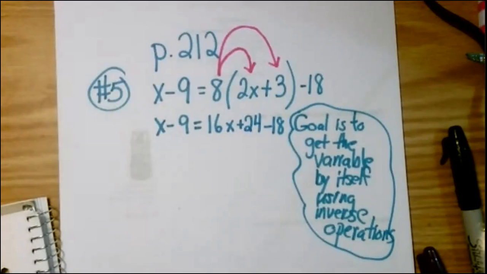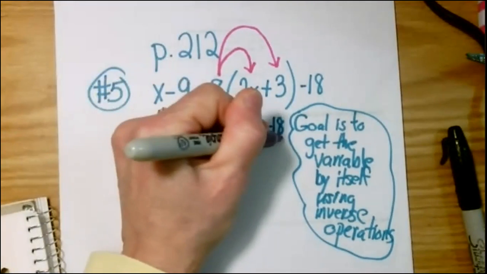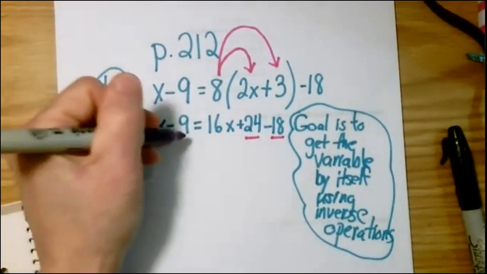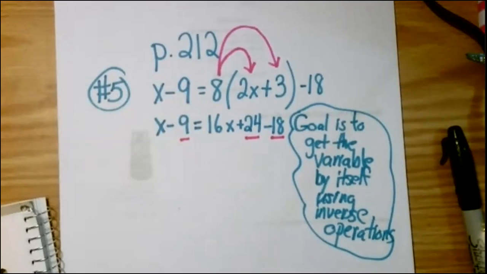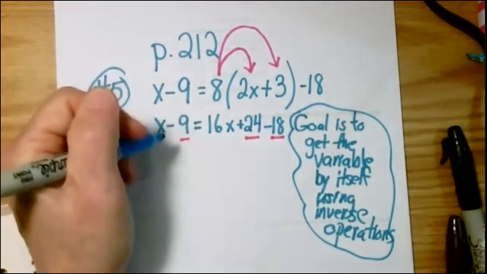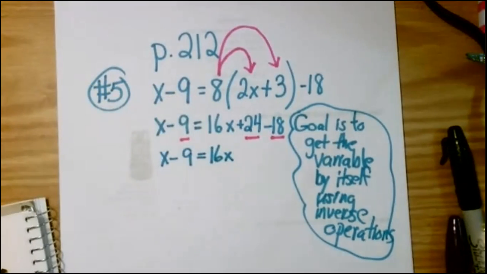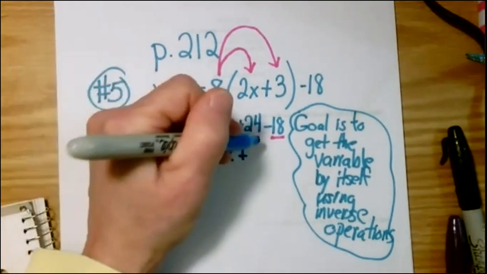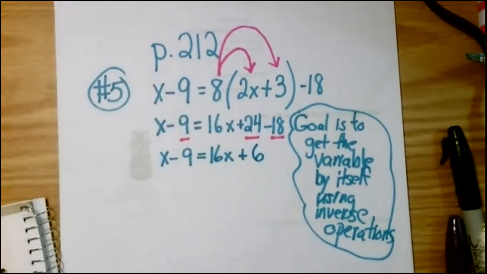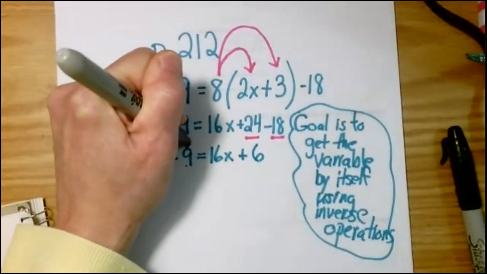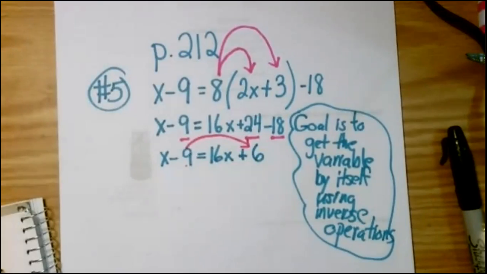So now we can start looking for things that are alike. We have these two constants, and we have a constant here, and that's it. So let's still write x minus 9 equals 16x. Now what's 24 minus 18? Positive 6, yes. Okay, now we have to get our negative 9 over to this side.